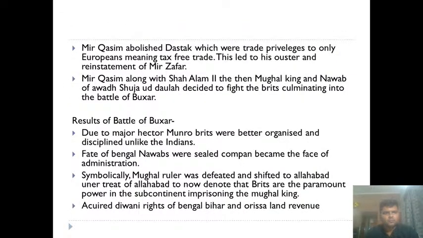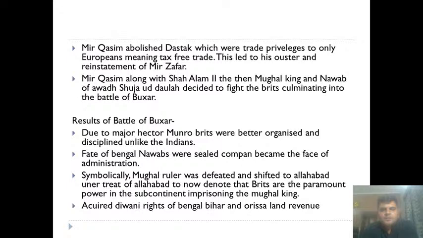Now Mir Qasim was a trader. His father was a very big export-import trader during Mir Jafar's time. So Mir Qasim abolished the Dastak. Now Dastak is a trade privilege which was made tax-free from the Farman of 1717. But after the Battle of Plassey, the Europeans were selling their Dastak to local people at higher and higher prices. And this Dastak was literally a kind of discrimination between traders.